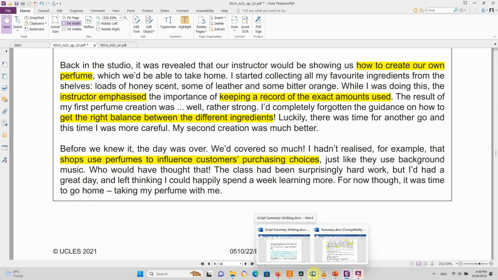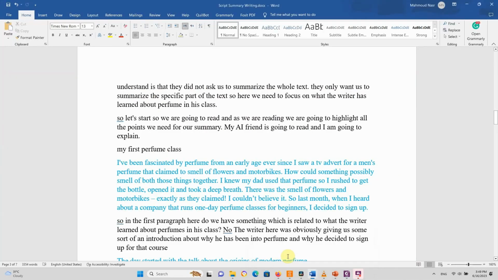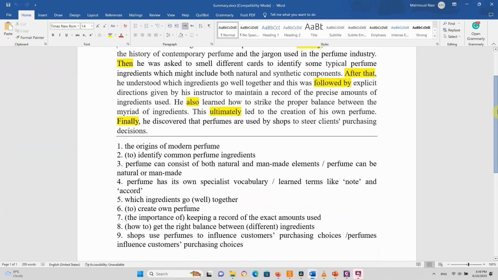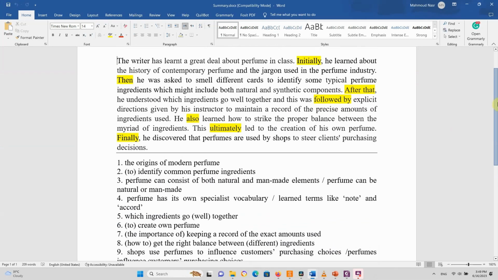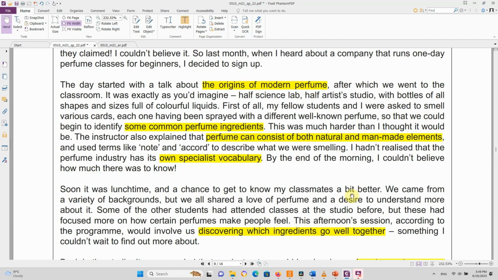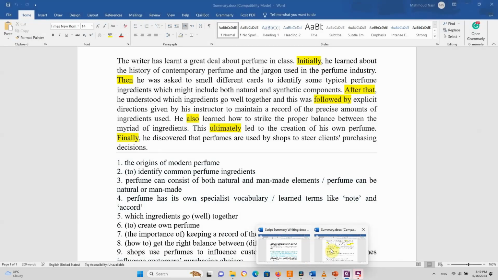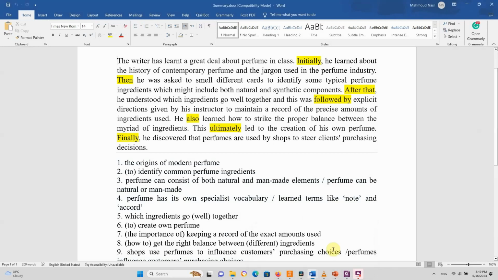So, here, if you look at my example. First of all, you have to start with a sentence that tells us what the summary is about. You get this sentence from the question itself, and the question is: write a summary about what the writer learned about perfume in his class. So I should write something like: the writer learned many things about perfume in his class. But instead of saying that, I did it this way: the writer has learned a great deal about perfume in his class.